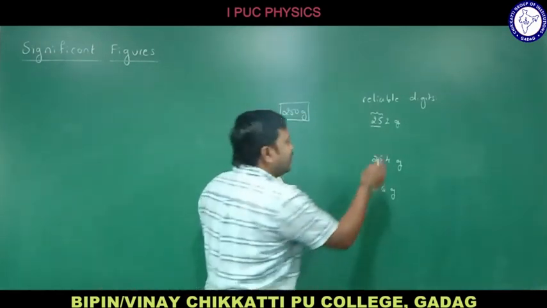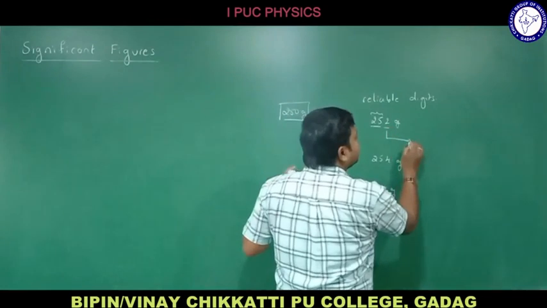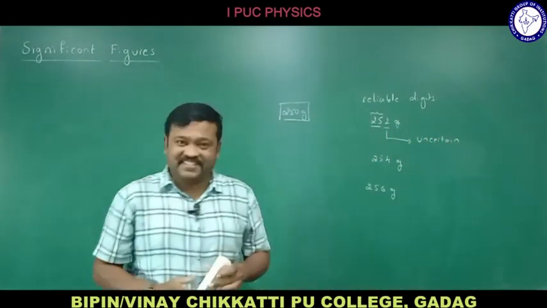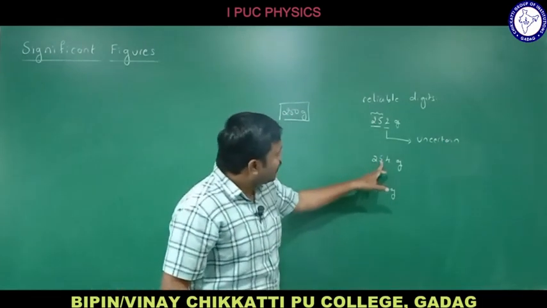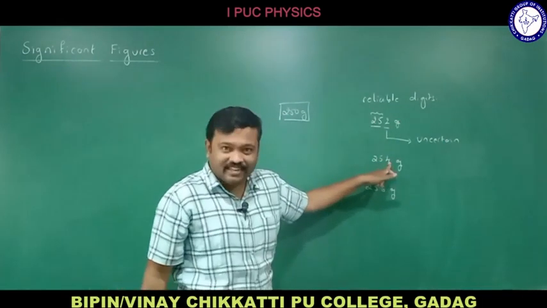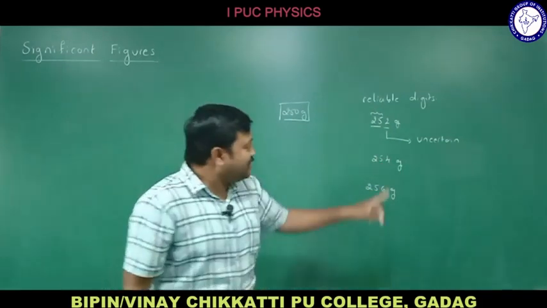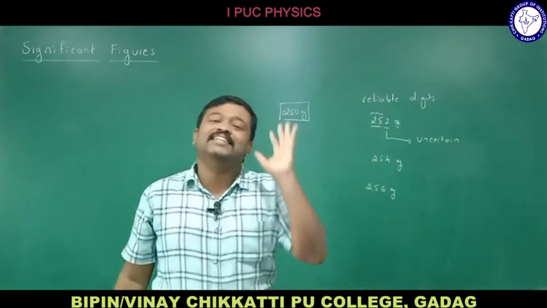But the third digit is uncertain. This digit is uncertain, right? So for him again these two are reliable digits and this is uncertain. If it is also 254 grams, he will be giving you. Means this third digit is an uncertain digit.